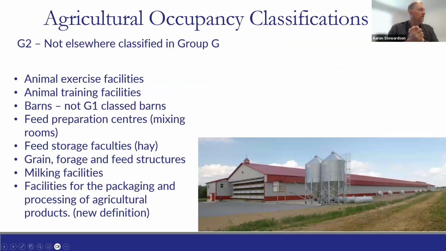Then we get into the G2. So G2 is anything that's not otherwise classified as a G1, 3, or 4. So these are every other barn that doesn't have liquid manure underneath, animal training facilities, feed storage, grain, forage, milking facilities, standard equipment storage buildings, workshops, repair shops that are on farm, and those situations. So the G2 category is really the one that encompasses the majority of farm buildings out there. It allows for the most general makeup as well.